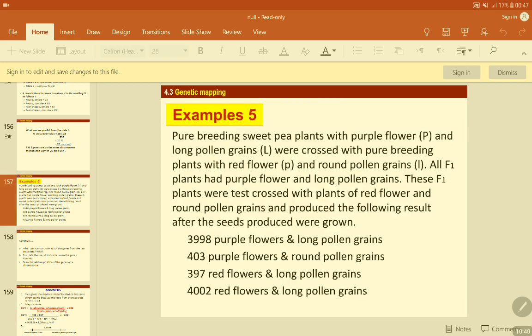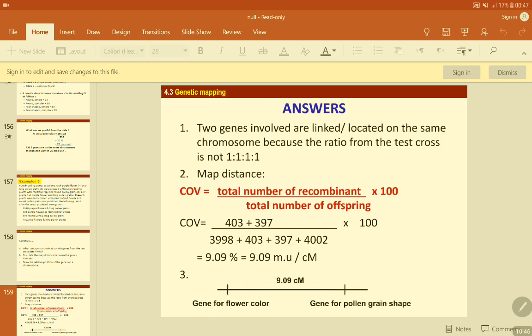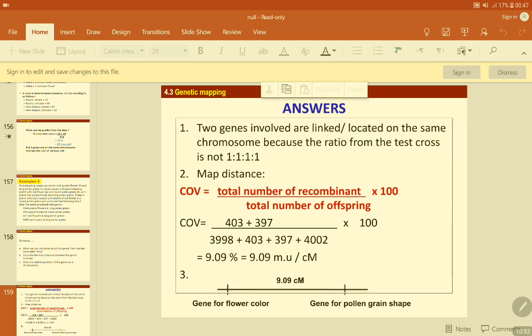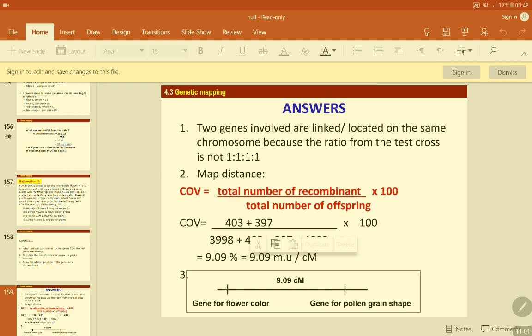So how do we know which one is recombinant? The smaller number here, 403, 397. Divide by total offspring times 100, so it's equal to 9.09%. 1% equal 1 map unit, so 9.09 map unit. Means that the gene for flower color and the gene for pollen grain shape is 9.09 map unit away.